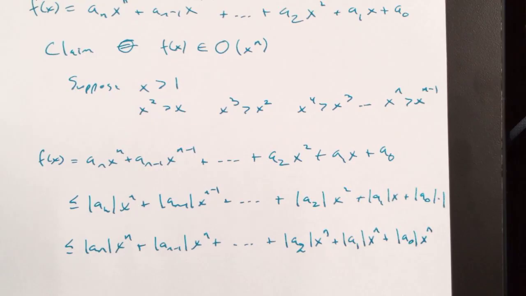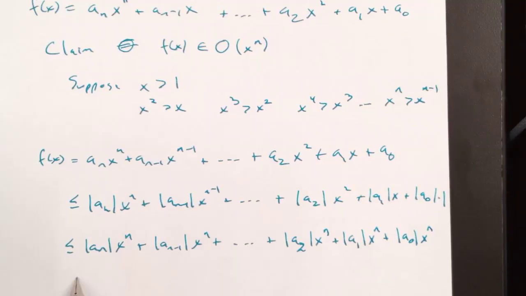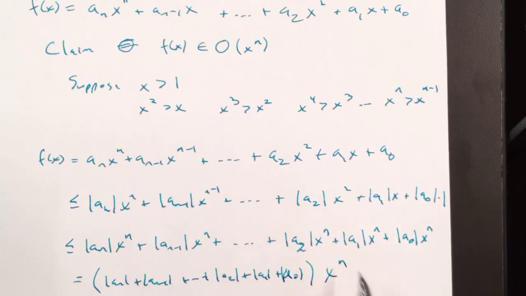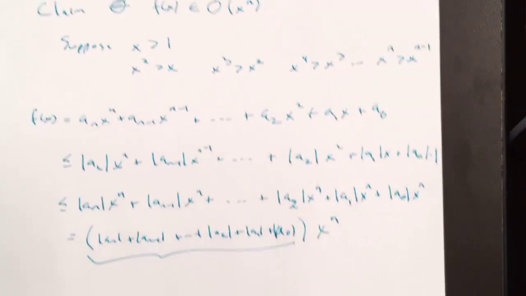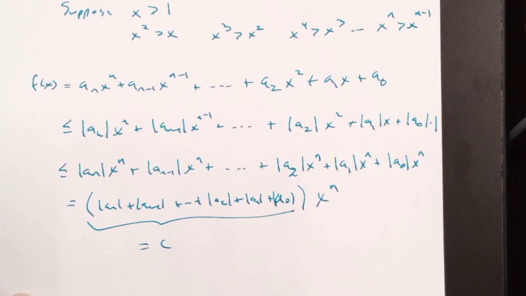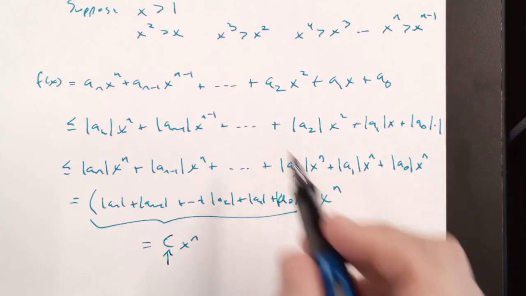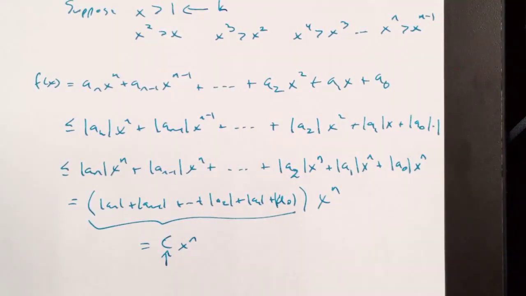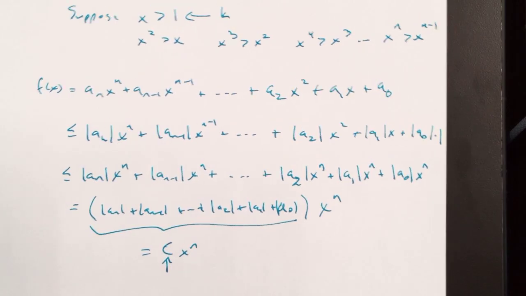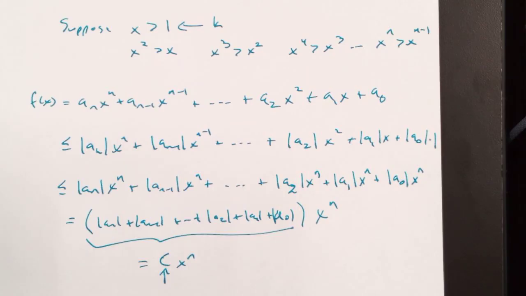Aren't those all just number times x to the n? Factor out the x to the n. And you get a big number times x to the n. Let's give this number a name. I'm going to call it C. I have a witness. I have another witness. I found my C, I found my K. Every single time.